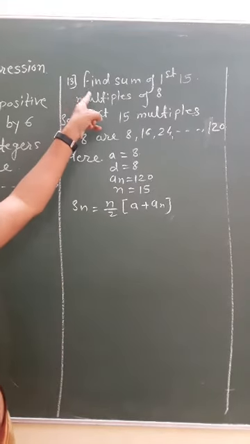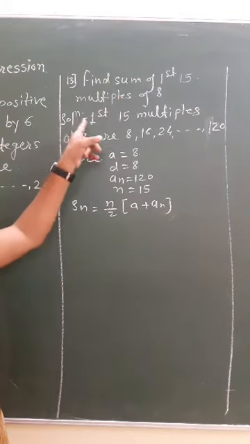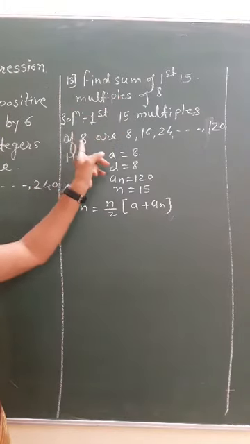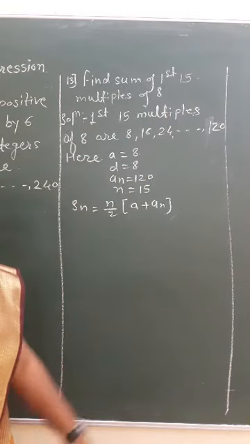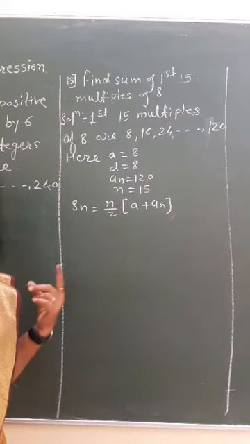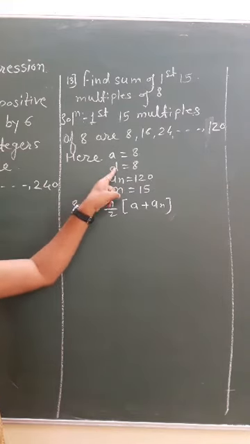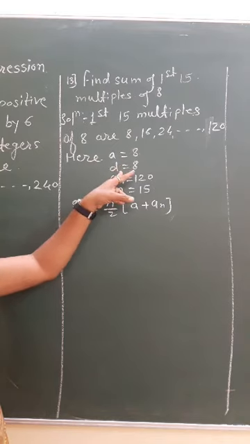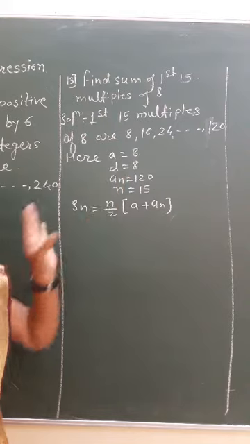Next, 13th problem: find the sum of the first 15 multiples of 8. The first 15 multiples of 8 are 8, 16, 24, and so on. The last term we get is 120, because 15 eights are 120. Here a is equal to 8, d is also 8, an is equal to 120, and n is equal to 15.